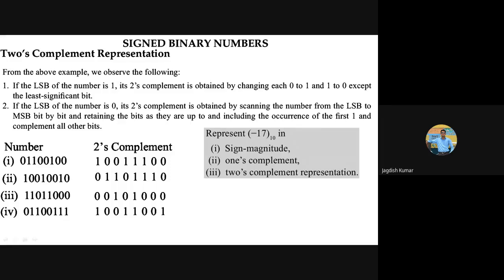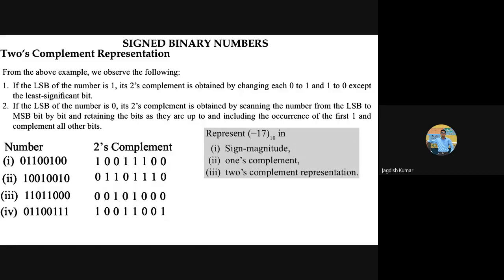Okay, very good. So today we will be studying signed binary numbers, as we were looking at yesterday, and ones and twos complements we have already discussed. I think I had given you the number minus 17 to the base 10 to be represented in sign magnitude, ones complement and twos complement. Can you let me know what was the sign magnitude representation of minus 17?